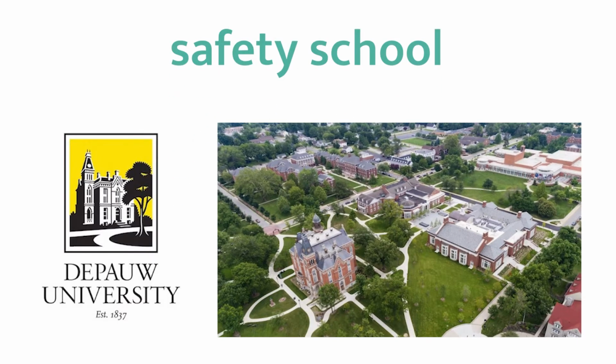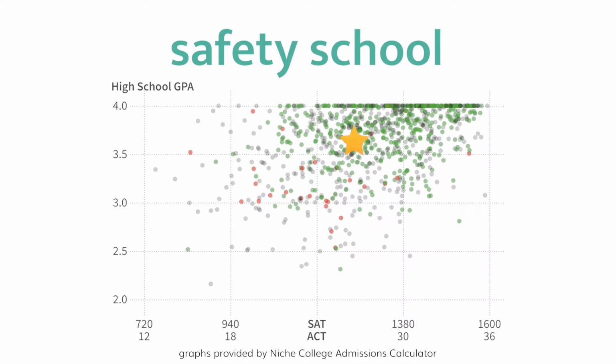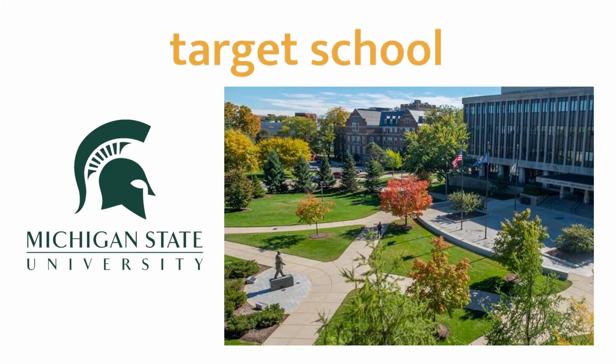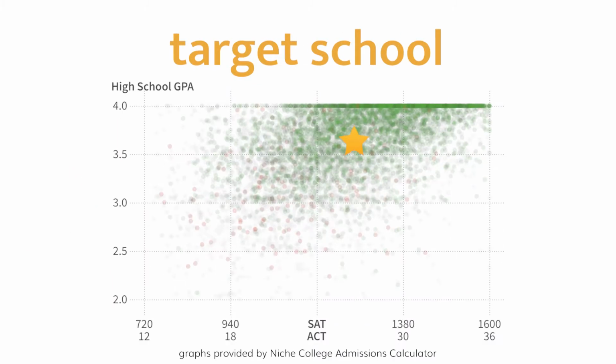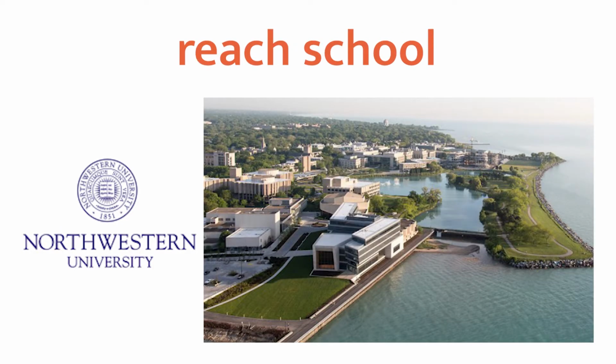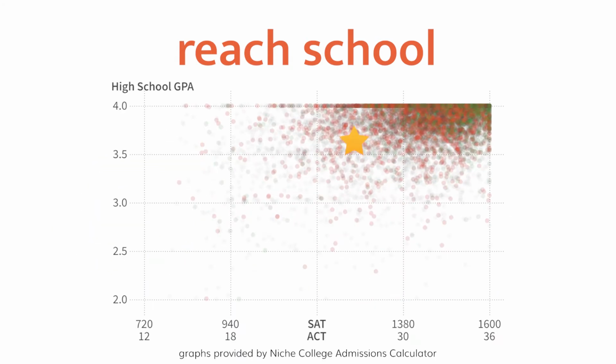For one of their safety schools, Alex applies to DePauw University because their GPA and/or SAT/ACT is higher than 75% of accepted students. Alex also applied to Michigan State University, which they consider a target school because their stats put them within the middle 50% between the 25th and 75th percentile of accepted students statistically. Finally, Alex applied to Northwestern University as a reach school. Northwestern University is a reach school for Alex and for anyone else because it has an acceptance rate below 25%.